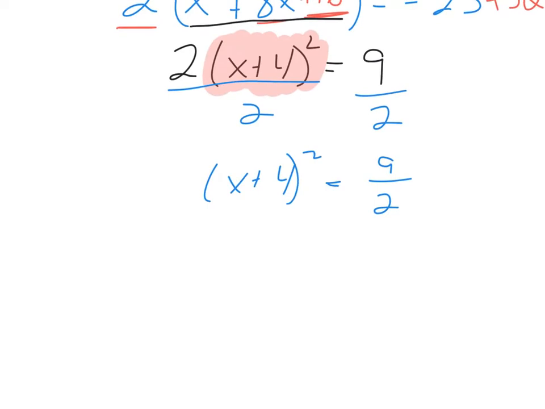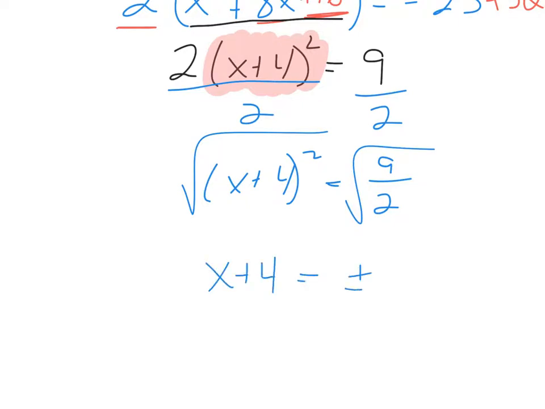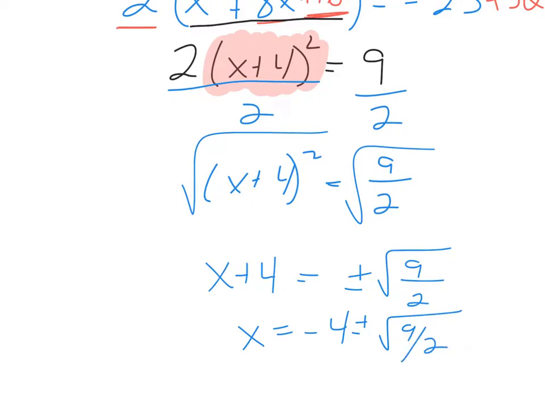Now we have a fraction here, but that shouldn't throw us off. Square root, so x plus 4 will equal plus or minus the square root of 9 halves. So x will equal negative 4 plus or minus the square root of 9 over 2. We can simplify this square root, so let's just finish that up so our answer is proper.